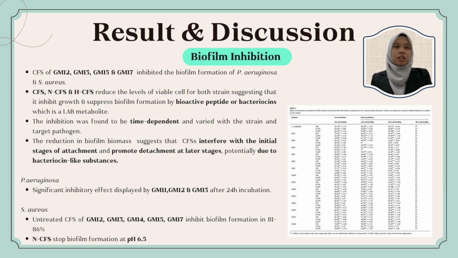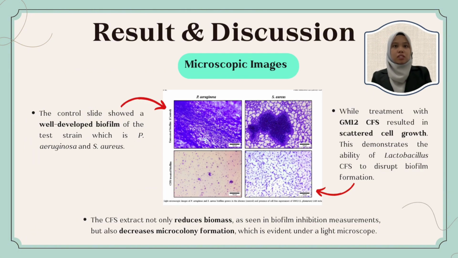It was suggested that bioactive peptides and bacteriocins potentially inhibit the formation of biofilm by these pathogens, and the inhibition was found to be time-dependent and varied within the strain. Additionally, reductions in biofilm suggest that CFS interferes with the initial stage of attachment and promotes detachment at later stages. Next, microscopic images illustrated that the inhibition of biofilm formation by lactobacillus CFS treatment with GM12 resulted in scattered cell growth due to the decrease of microcolony formation.